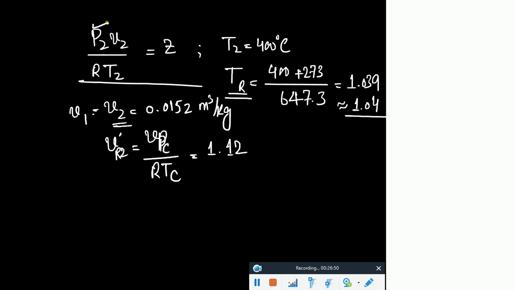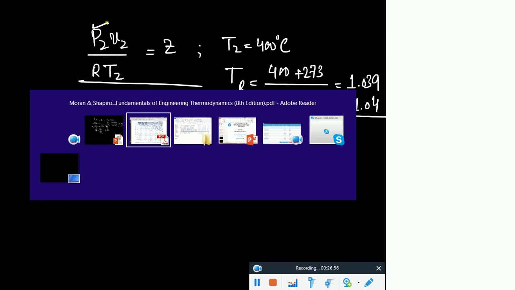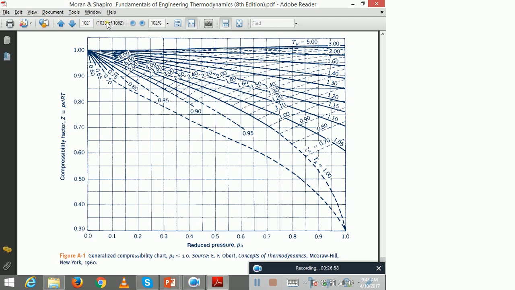You can go to the compressibility chart, fine. So let's go to that chart. Okay, look at those values. Can you guess anything? Stand up.